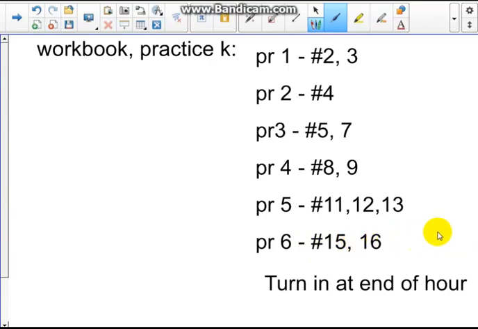And that's it. Turn it in at the end of the hour. This is a recap of all the problems we worked and what numbers in the workbook we worked with that problem. So problem 1 we did in the workbook, number 2 and 3. After problem 2 we did number 4 in the workbook. Problem 3 we did workbook 5 and 7. Problem 4 workbook 8 and 9. Problem 5 workbook 11, 12, 13. And problem 6 workbook number 15, 16, and turn it in at the end of the hour.